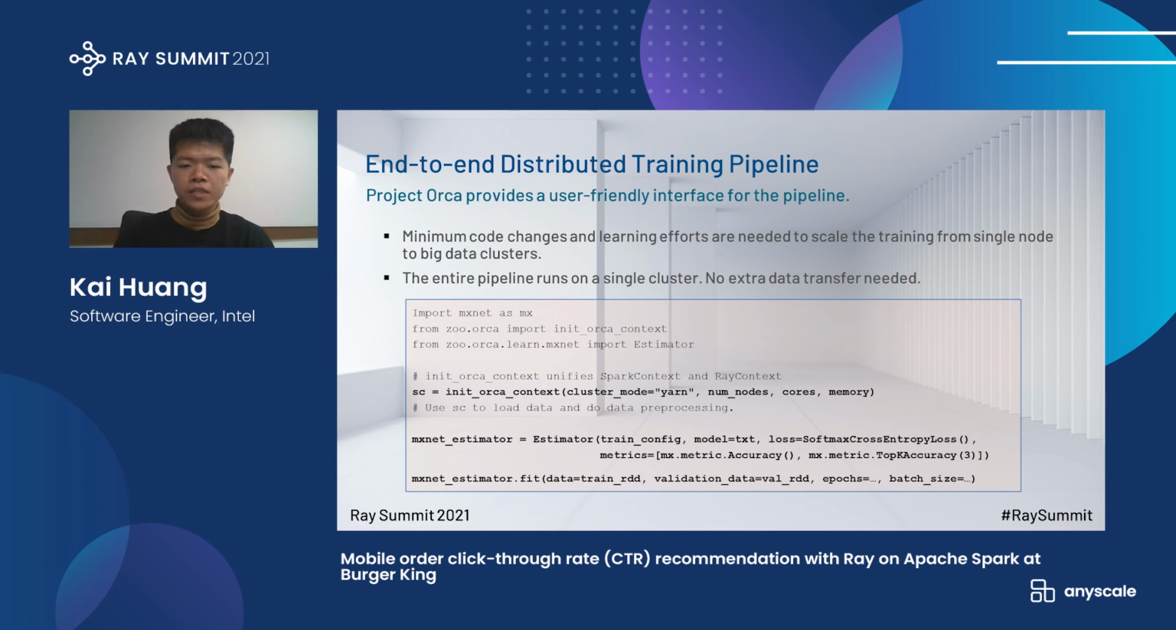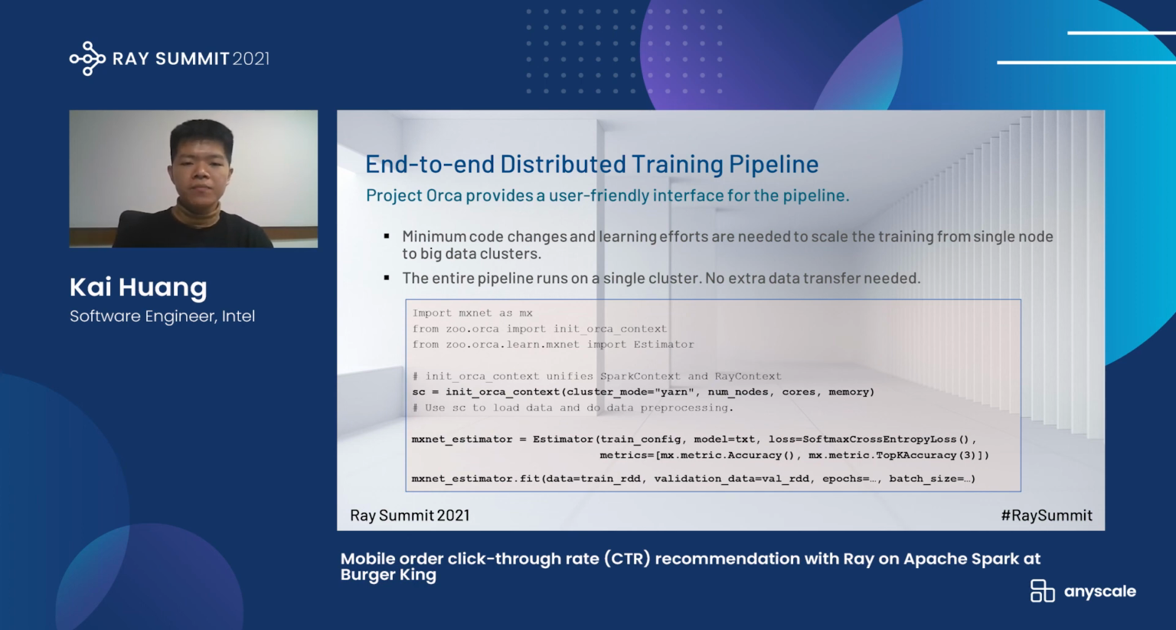In Burger King's use case, we use the TxT model Lu described before, and since it is a next item prediction problem, we use the softmax cross entropy as the loss, and we use top 1 and top 3 accuracies as metrics. After creating the estimator, you can call estimator.fit to launch this distributed training under the same YARN cluster, given the Spark RDDs and the user specified epochs and batch size. After the program finishes, Ray and Spark would be automatically shut down for you, and users do not need to worry about cluster management issues.